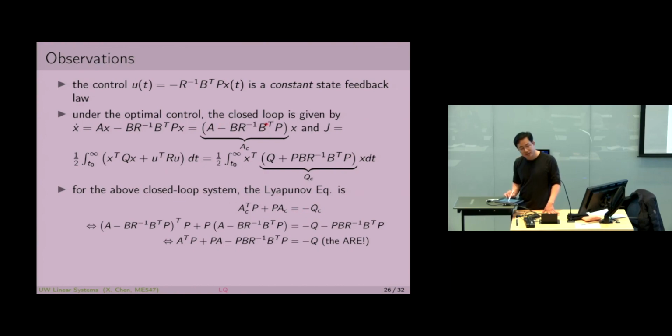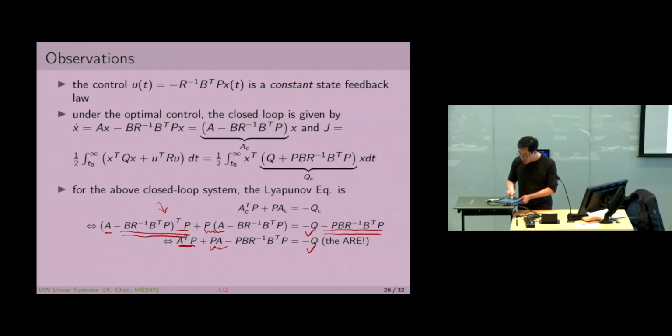If we plug in this A_c and Q_c in here, then we have A minus B R inverse B transpose P, transposed, times P, plus P times this A_c, equals negative Q_c, negative Q minus this quadratic term about P. Just look at this, and you can recognize that this is nothing but the Riccati equation. We have A transpose P, we have PA, we have Q, and then on the right-hand side, we have negative PBR inverse B transpose P. On the left-hand side, we have two of these. We have negative PBR inverse B transpose P in here.